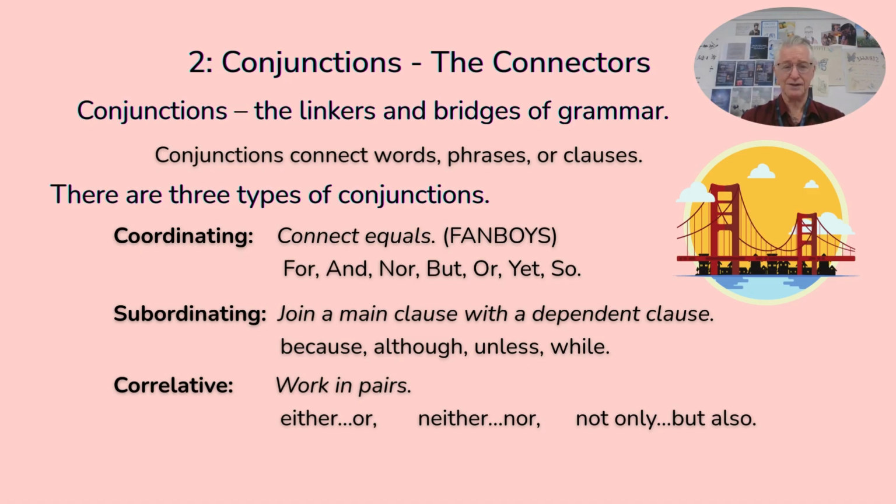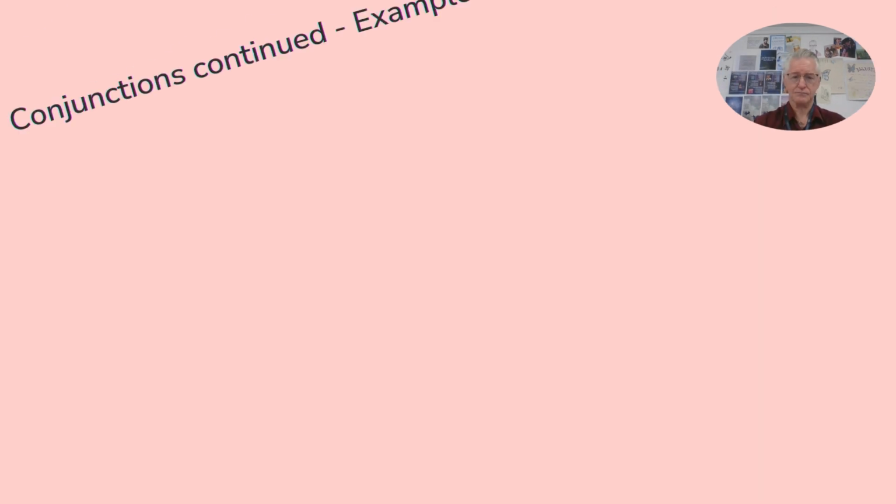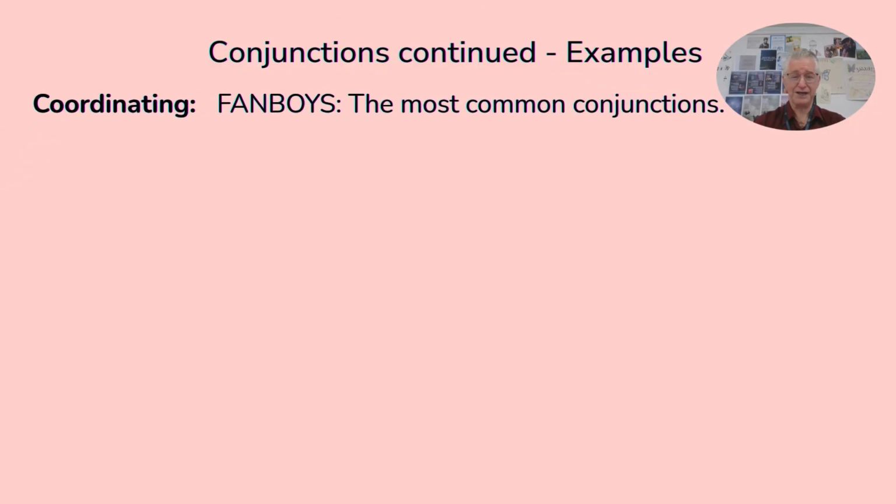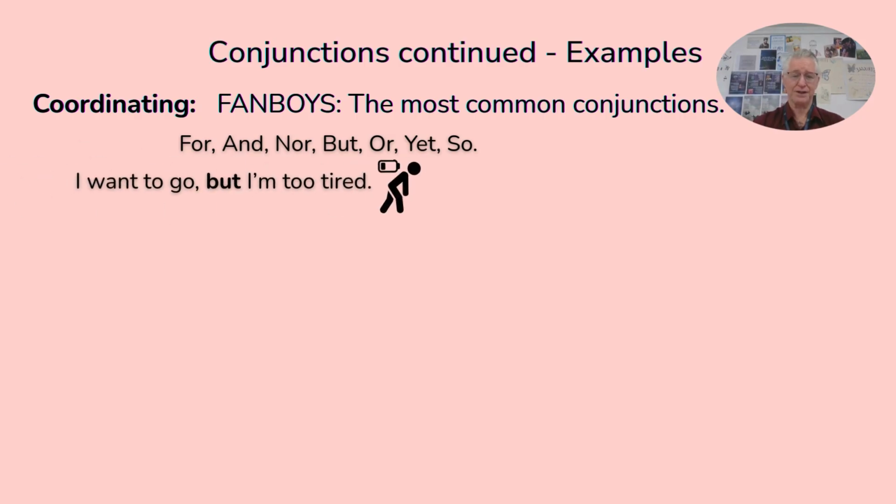Let's have a look at how these conjunctions work. Coordinating conjunctions. These are our fanboys. Remember, they connect equals. For, and, nor, but, or, yet, and so. I want to go, but I'm too tired. You can have tea or coffee. So there we have examples of coordinating conjunctions.